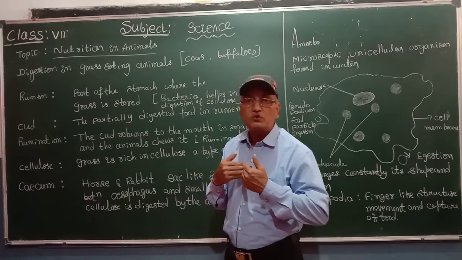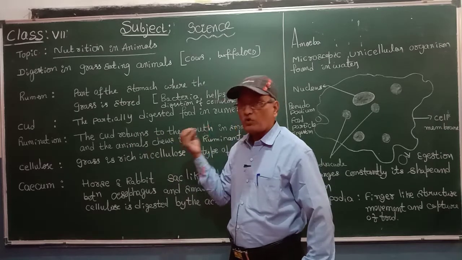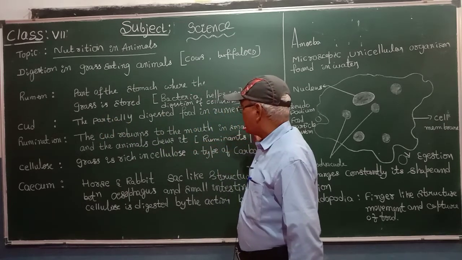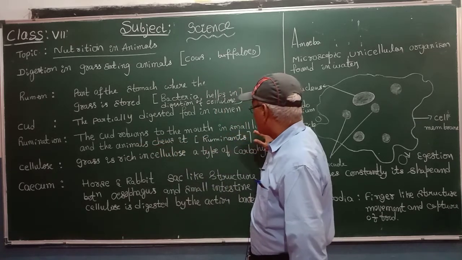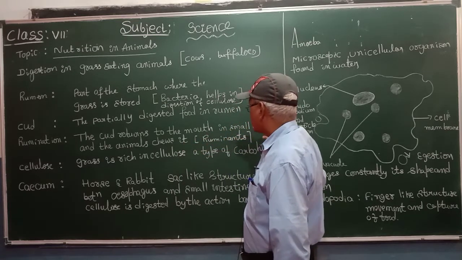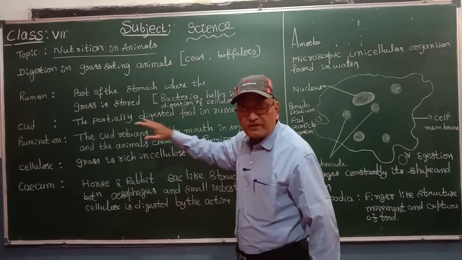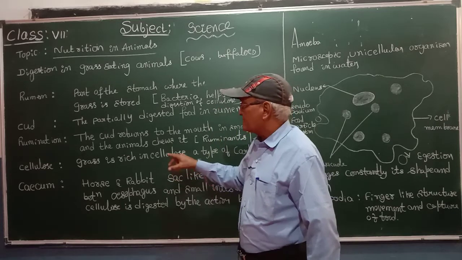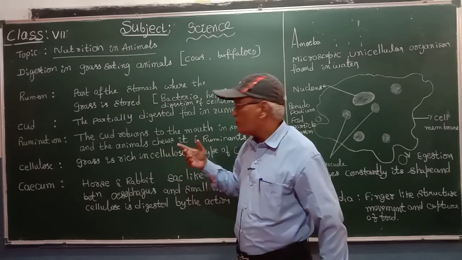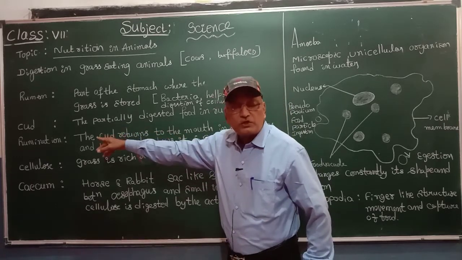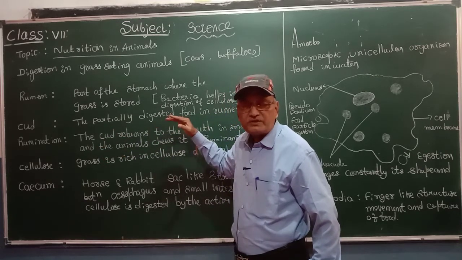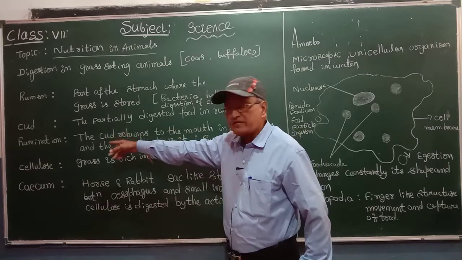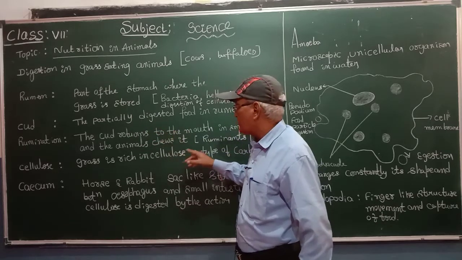That time the stored food which remains in the rumen will be brought to the mouth. That cud, the partially digested food, will be brought back to the mouth in small lumps. There the animal again starts to chew, and this process we call rumination. The animals in which this process takes place, we call ruminants.